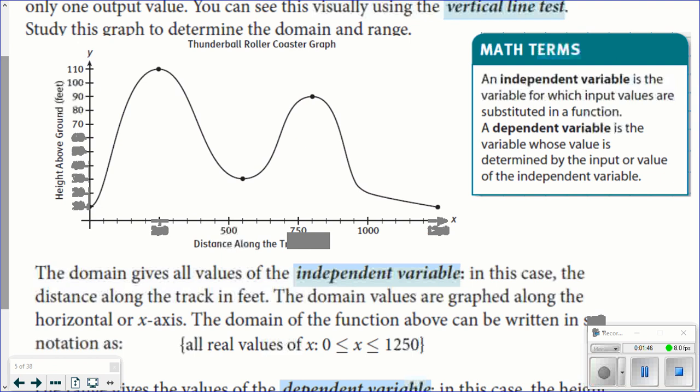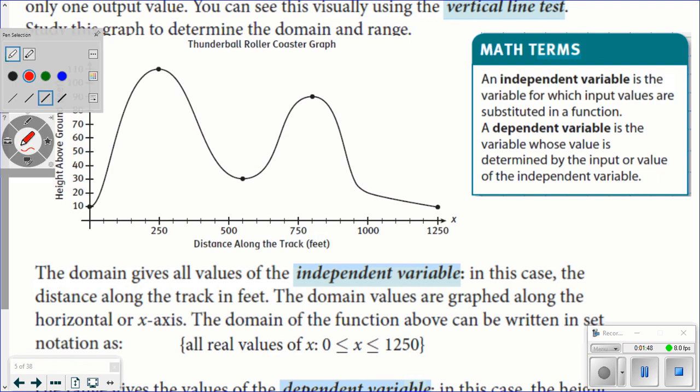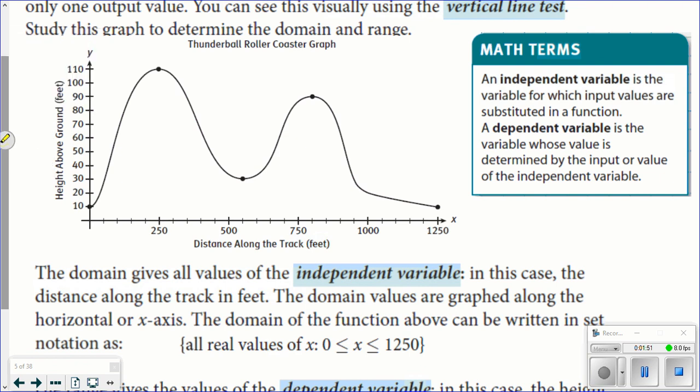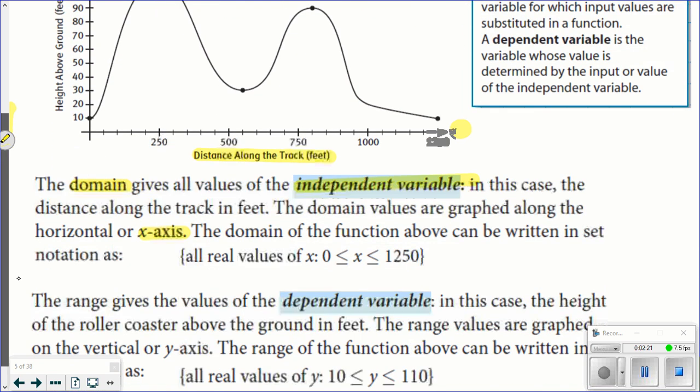So if I'm looking at domain, remember domain is our x values, our input values. It's also our independent variable. Okay, so in this case, it's the distance along the track, which is measured in feet. The domain values are graphed along the horizontal or your x-axis. The domain of the function above can be written in set notation.